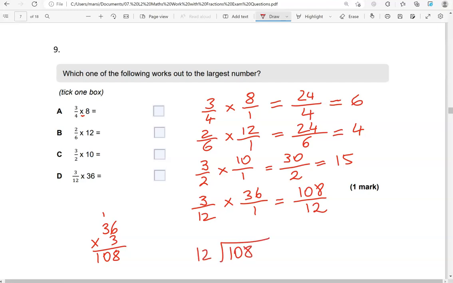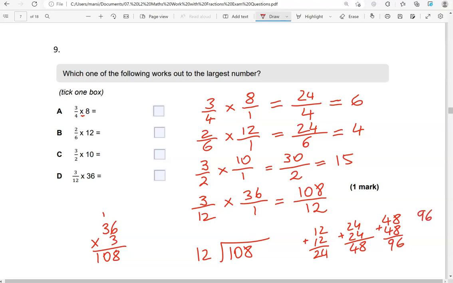So how many 12s would fit into 108? Got 12 and 12, which is 24. 24 and 24, which gives us 48. So we've got 4 lots of 12, which gives us 48. 48 and 48, that gives us 96. So that is 8 lots.